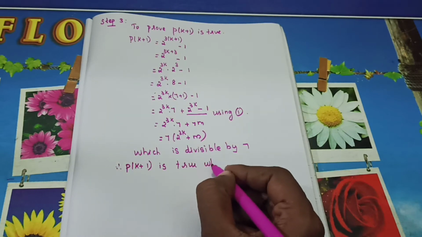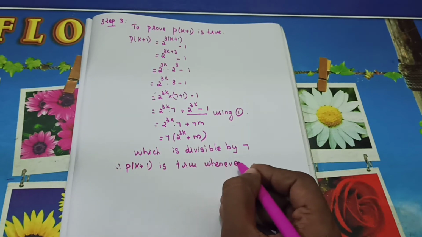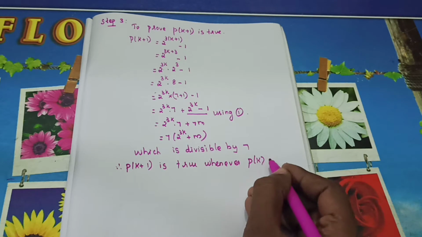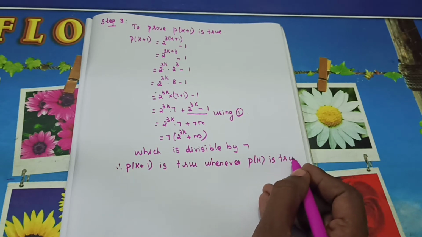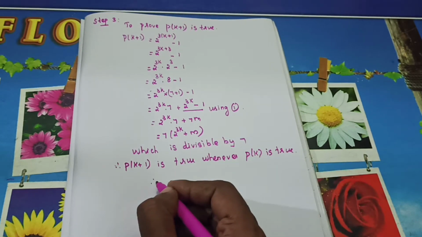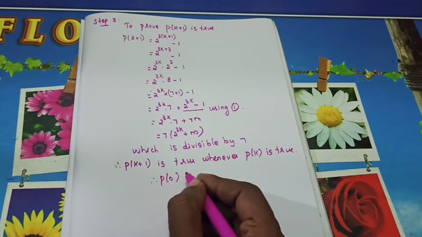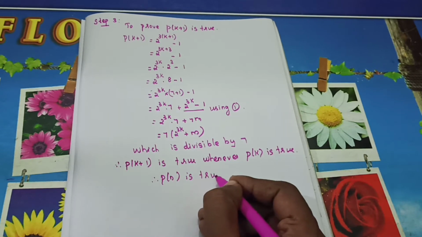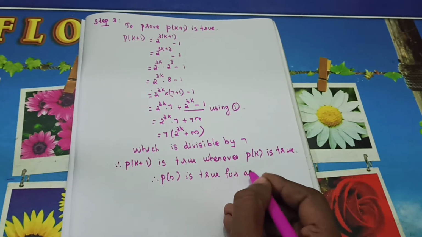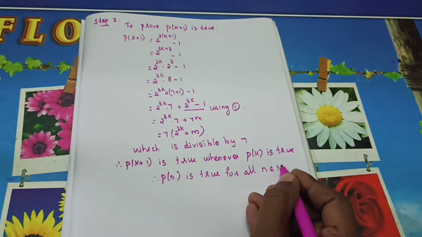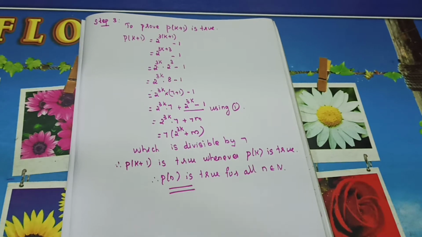So therefore we will conclude the answer: P of k plus 1 is true whenever P of k is true. Whenever P of k is true means P of k plus 1 is also true. Therefore P of n is true for all n belongs to N. Therefore it is good. Got it? So very easy as well as very important question. Okay, let's move to the next problem.